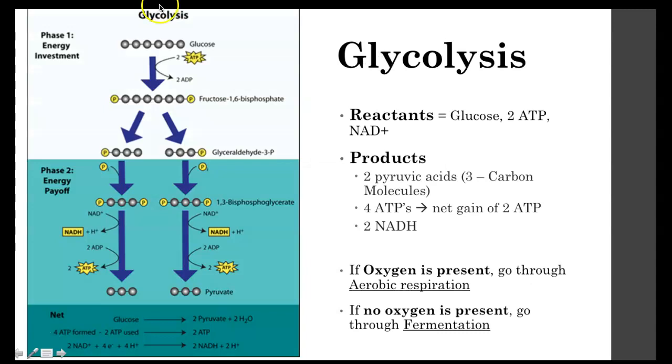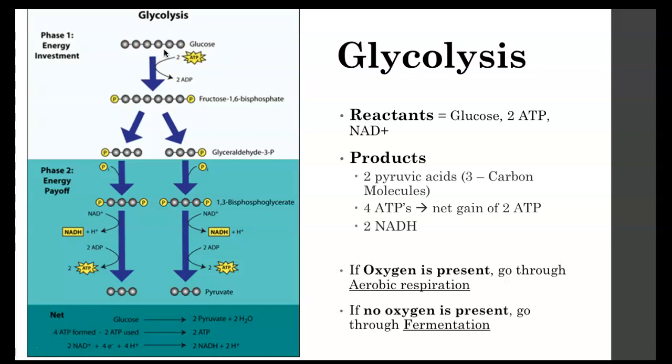So here is the overall process of glycolysis. To the left, you see this diagram of glycolysis, and to the right, we're going to talk about the reactants, products, and what really happens after glycolysis. I'm going to talk about the diagram first. In glycolysis, we're starting with a glucose molecule, which is a 6-carbon sugar. So 1, 2, 3, 4, 5, 6. Those circles are carbons.